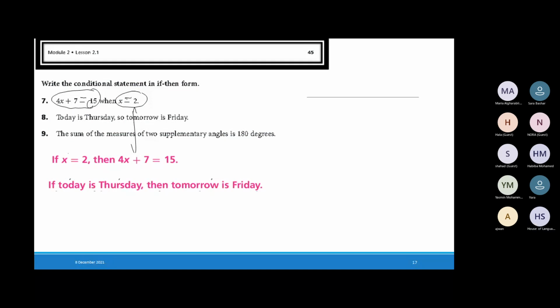The third one, number 9. The sum of two supplementary angles is 180. Yes, Tamar.